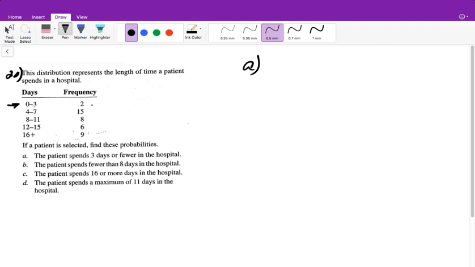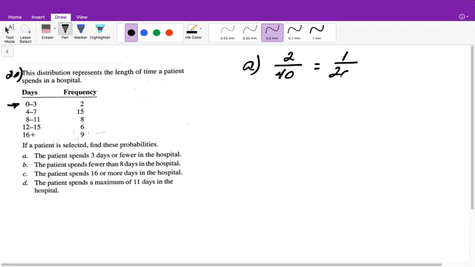So the odds of us picking a patient, or the number of patients that we have that spent 3 days or fewer, is 2. So out of all the people that we can pick, only 2 of them have stayed in the hospital for 3 or fewer days. Then we have to figure out, how many total patients are we looking at? So here we have 2 plus 15 is 17, plus 8 is 25, plus 6 is 31, and plus 9 is 40. So that means there are 40 total patients, 2 of which stayed 3 days or fewer. So that means we have odds of 1 out of 20 of picking a patient that stayed 3 days or fewer.